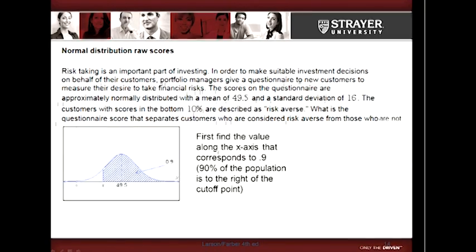So first we have to find the value along the x-axis that corresponds to 0.9, which is 90% on the right, because what we want is for 10% of the population to be down here on the left. So this is a cutoff point. Sometimes that's called a critical value. This is going to be the z-score that we're looking for. So how are we going to find the value on the x-axis that corresponds to 0.9?